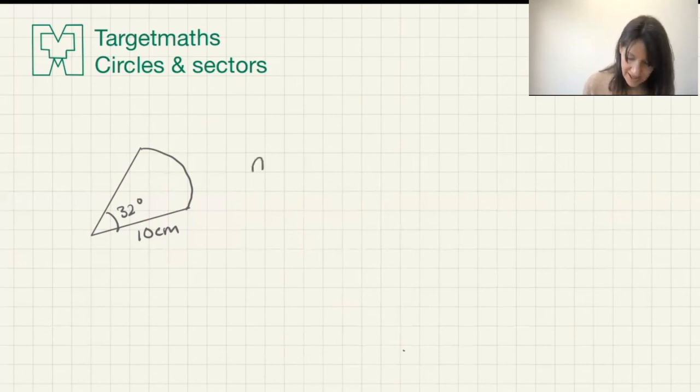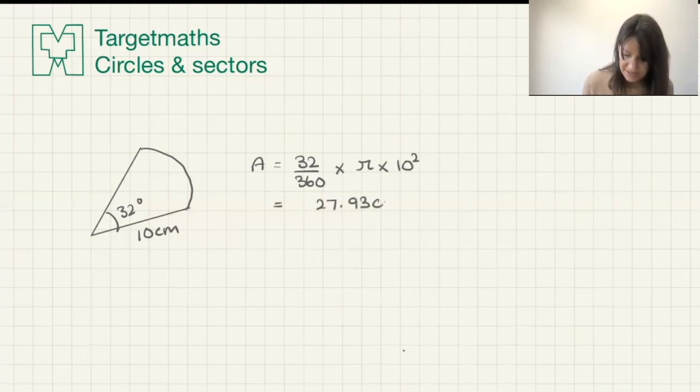Okay, so the area is the fraction of the whole circle. Whole circle is pi r squared, so pi times radius, 10, squared. Put the whole thing in your calculator, you get 27.93 centimeters squared. Job done. Okay, so that is your area.